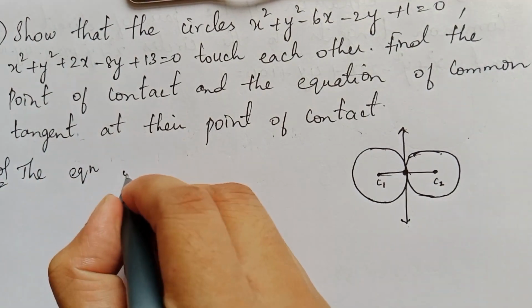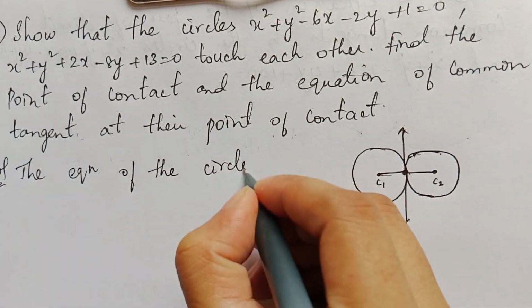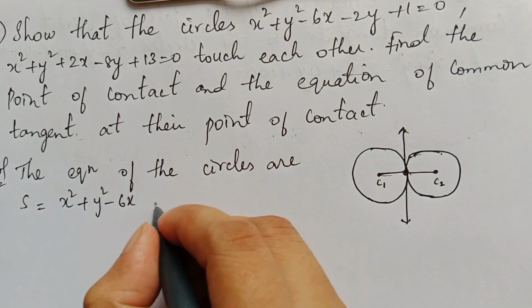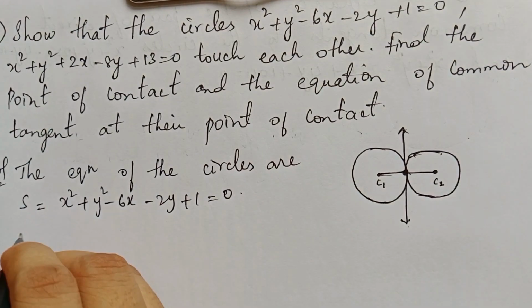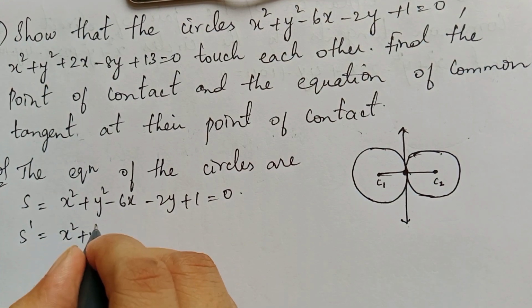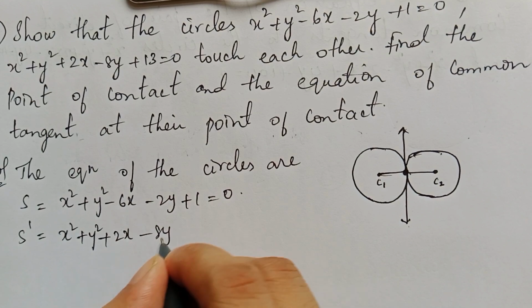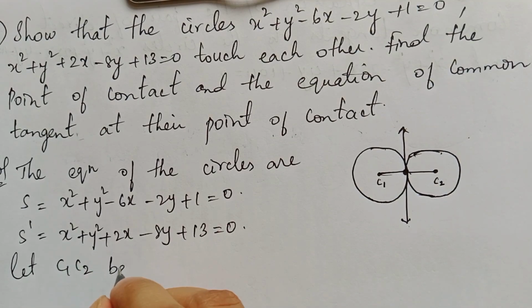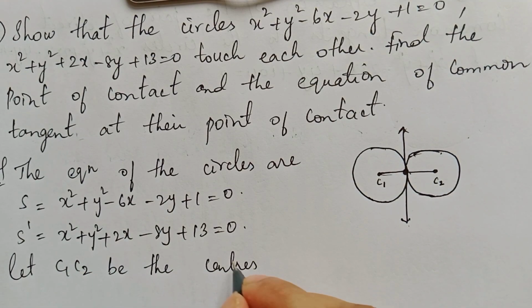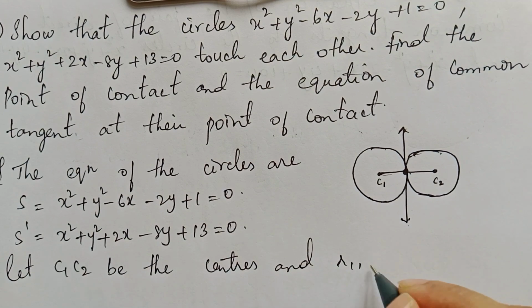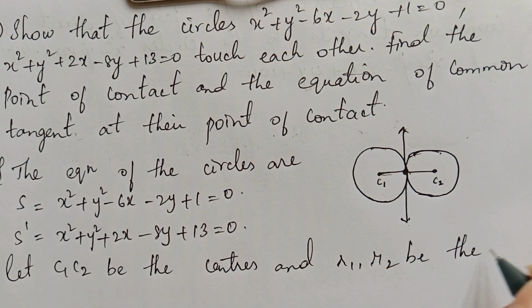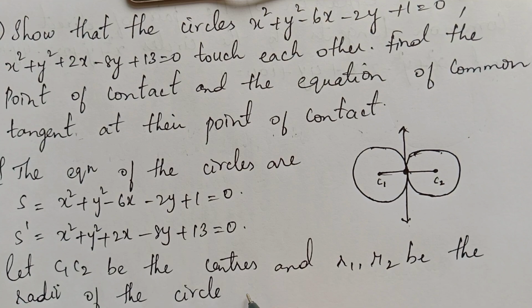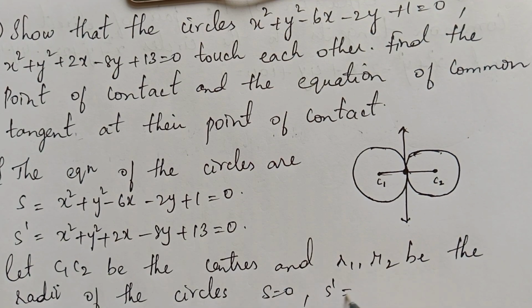The equation of the circles are S equals x square plus y square minus 6x minus 2y plus 1 equals 0 and S dash equals x square plus y square plus 2x minus 8y plus 13 equal to 0. Let C1, C2 be the centers and R1, R2 be the radii of the circles S equals 0 and S dash equals 0.